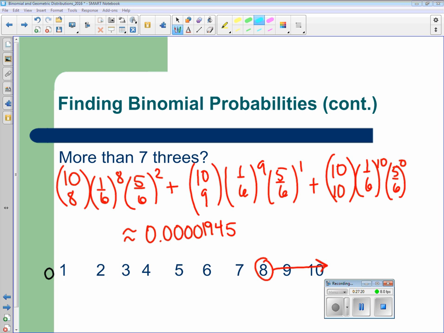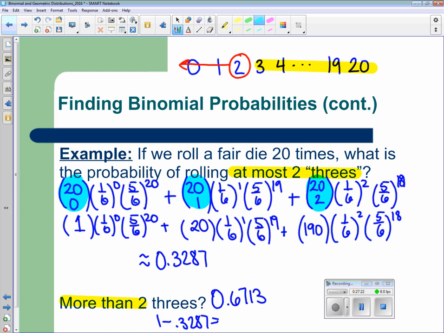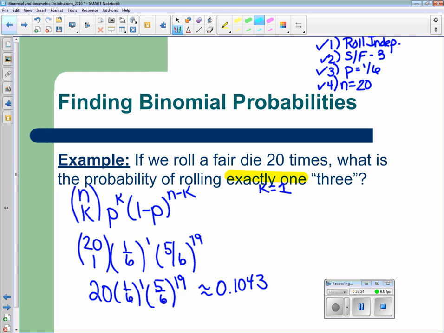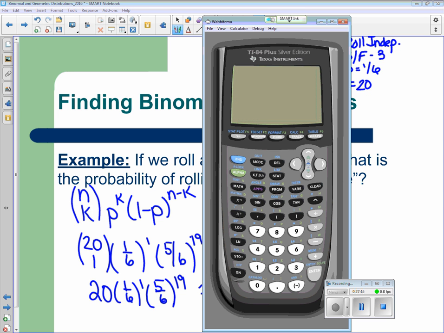All right, so let's go ahead and go back to the beginning. And I'd like to show you the calculator shortcut. We've now done the formula several times. And I'd like for you to find on your calculator the distribution button. We'll be using this distribution button quite a bit. Do you see where it is?